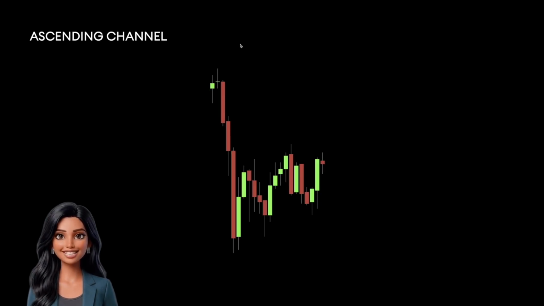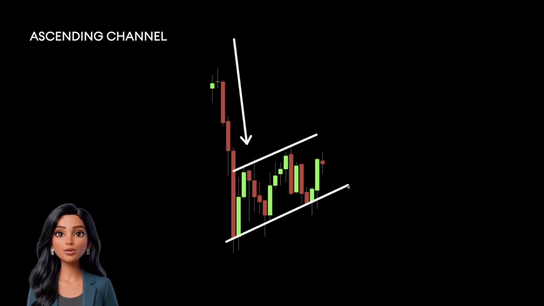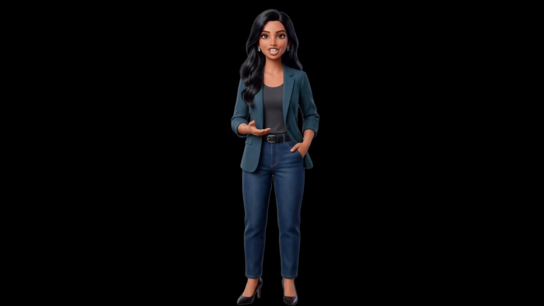In a bearish ascending channel, the price begins in a downtrend, and while it appears to be climbing, the channel formation indicates a potential continuation of a downward movement. This can be the signal to prepare for a bearish breakout or reversal. Next, we have the descending channel.